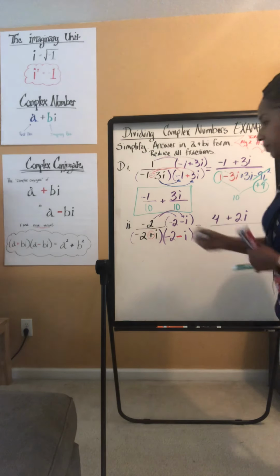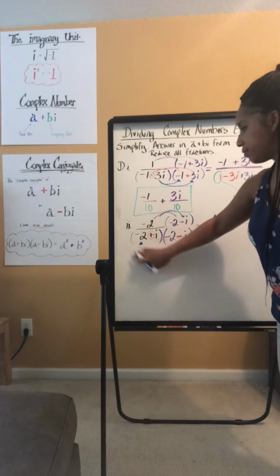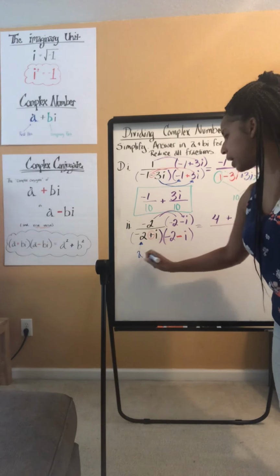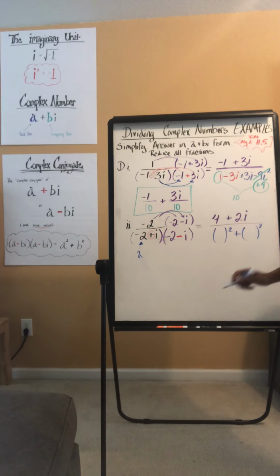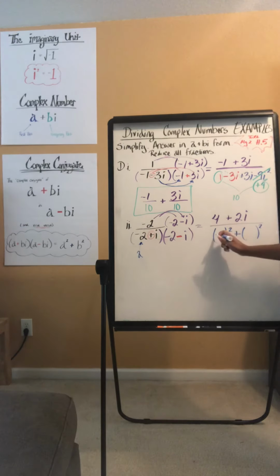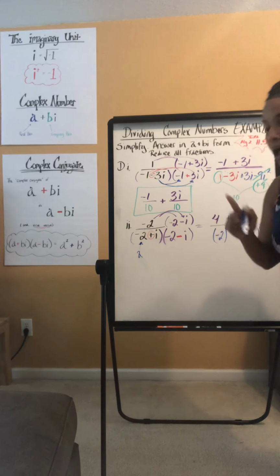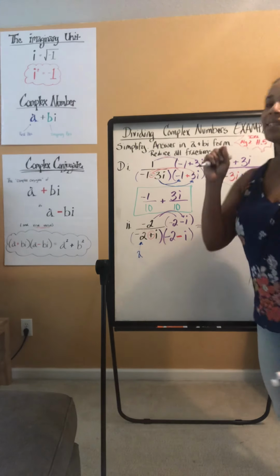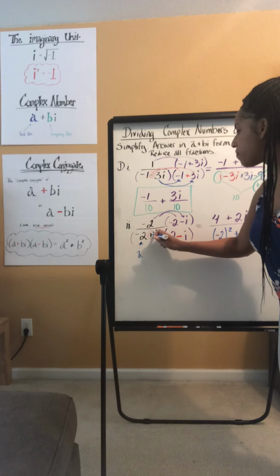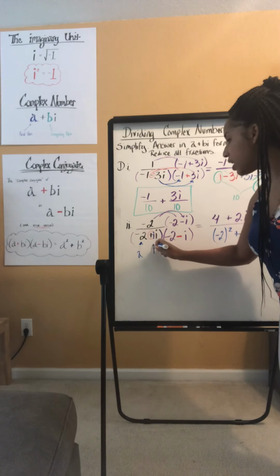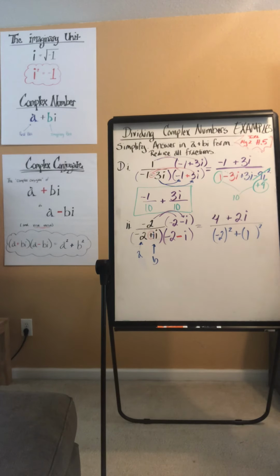My a is clearly the negative 2. That is my a. A squared plus b squared. My a is negative 2, so it'll be a negative 2 squared plus my b. B is the number that comes in front of i. B is not i. B is never i. B is the number in front of i. It is its coefficient. And if I don't see a number, that means it's a 1. My b is 1. I hope you're with me here.